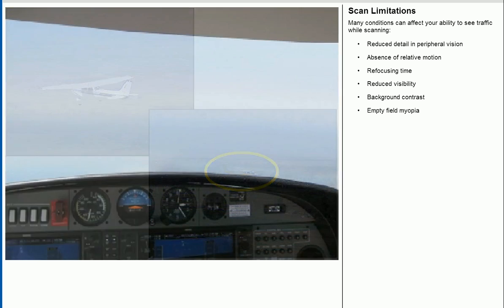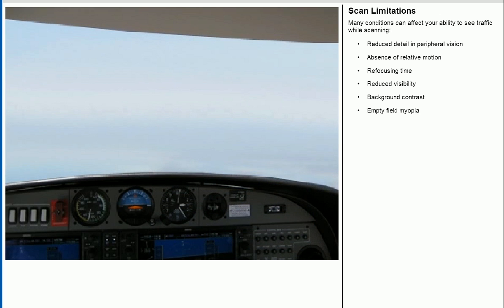Another phenomenon that can occur in reduced visibility is called empty field myopia. When you're looking at a featureless sky that's devoid of objects, contrasting colors, or patterns, your eyes tend to focus only 10 to 30 feet ahead. This means that out-of-focus spots on the windshield might appear to be airplanes, and distant traffic may go undetected. Under these conditions, an aircraft must be 2 to 3 times closer before you'll see it.